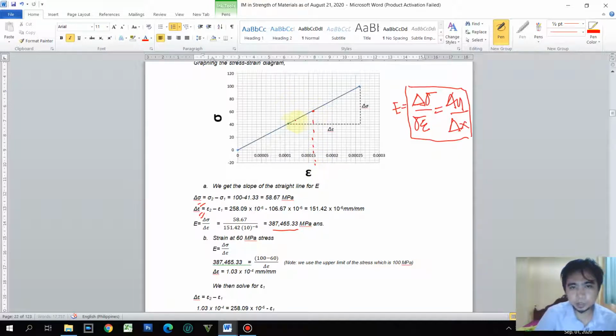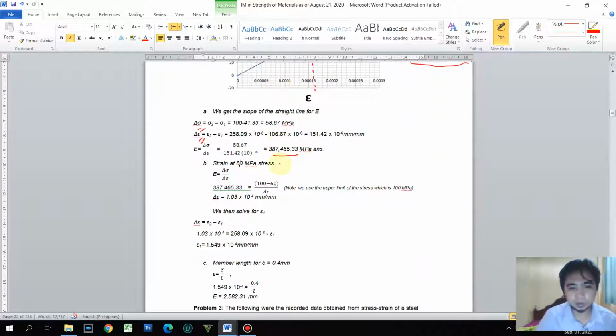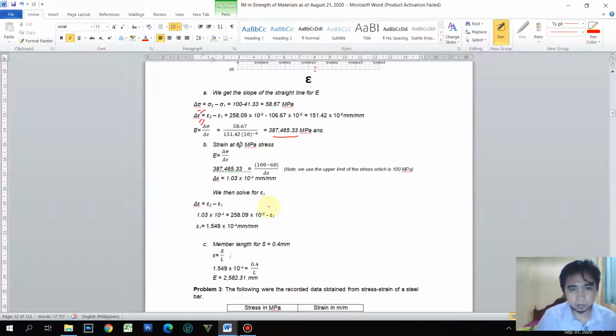Okay, so as we can see here, we have actually two right triangles, the bigger one and the smaller one. Whatever the slope of this bigger one is also the slope of the smaller one. So therefore, we will now be working with these two points, the 40 and the 60 point. We have already derived E here. Just simply substitute that one.